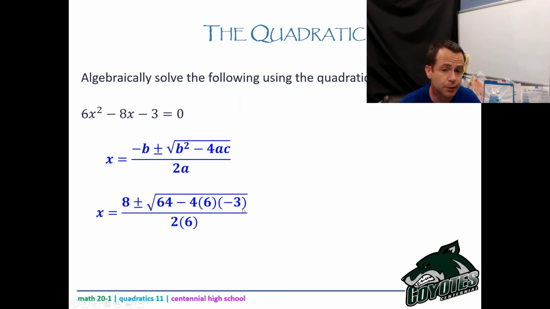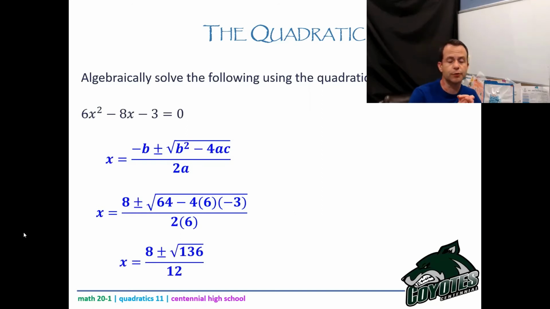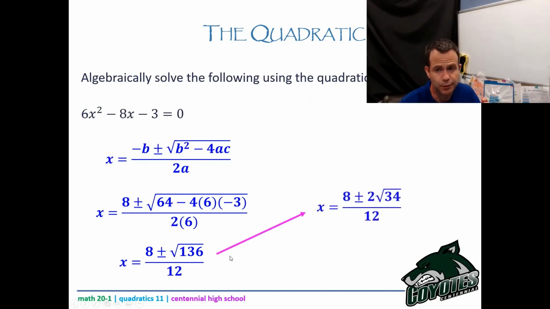And the first thing I'm going to do here is figure out what's underneath the square root. I want that to be one number. So, you know, you can even just grab your calculator right now and go 64 minus 4 times 6 times negative 3. Okay, that is okay to do. That's going to give you 136. So right now I'm looking at 8 plus or minus the root of 136 over 12. So I'm looking at, hey, can I simplify 136? I know for sure that's divisible by 4. I might try 16. I'll find out that 16 didn't work, but I might have tried it.